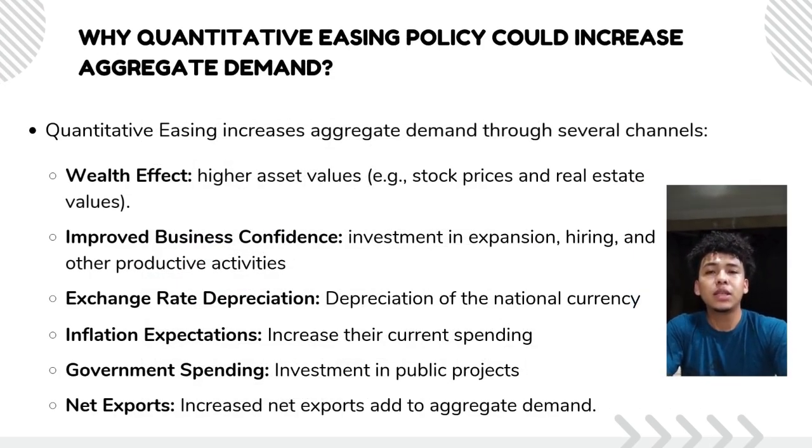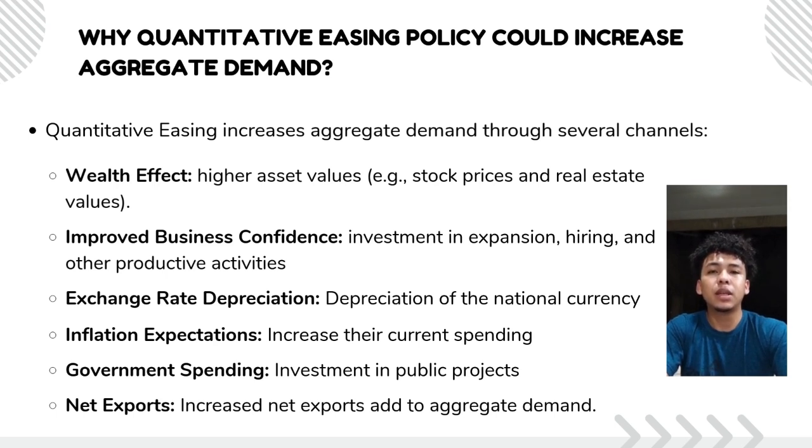Why does the quantitative easing policy increase the aggregate demand? So the quantitative easing policy increases the aggregate demand through several channels. The first one would be the wealth effect. So this raises asset prices, making people feel wealthier and more likely to spend. It improves business confidence by signaling commitment to economic support, boosting business confidence and investment.